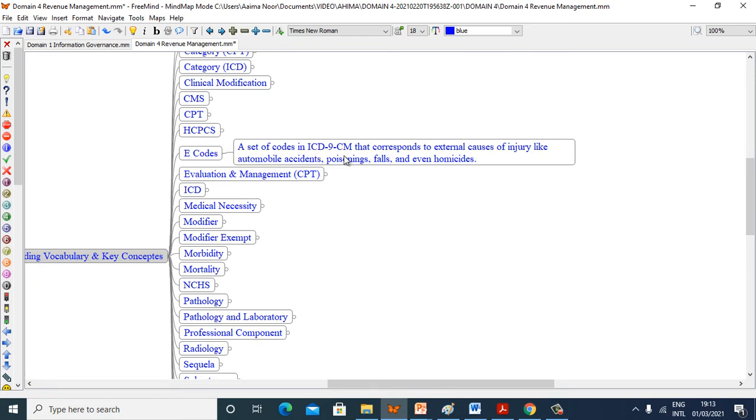E-codes, a set of codes in ICD-9-CM that correspond to external causes of injury like automobile accidents, poisoning, falls and even homicides.